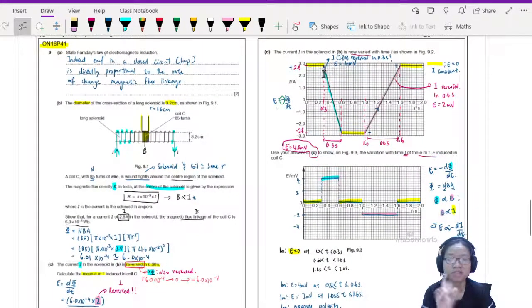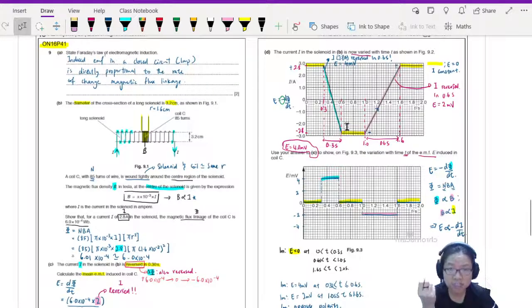Always ask yourself, did the current change? If the current doesn't change, there will be no EMF, which is beautiful. You can get 1 mark already. Second question would be, if it changed, by how much? Always be sensitive to the values because it sometimes can be related to your previous calculation. And last but not least, think about the polarity and the relative magnitude.